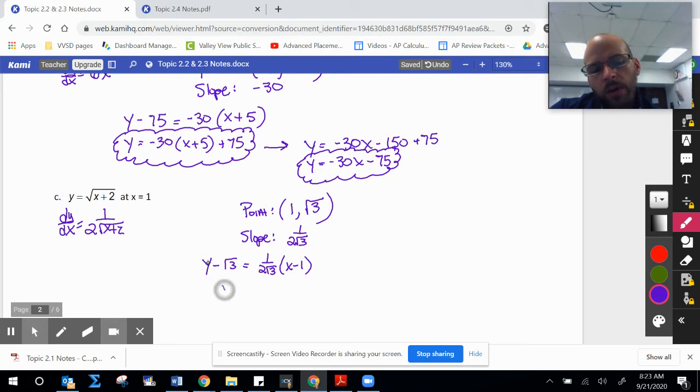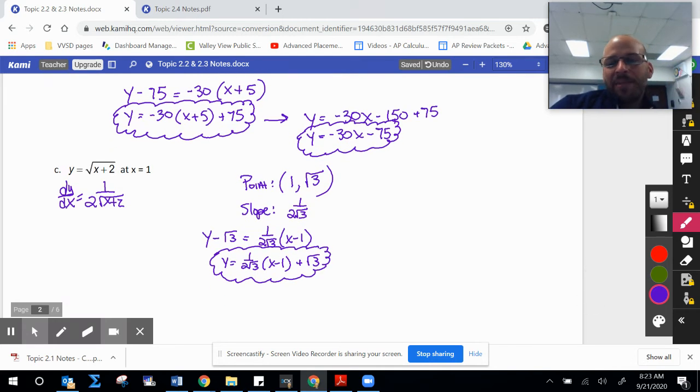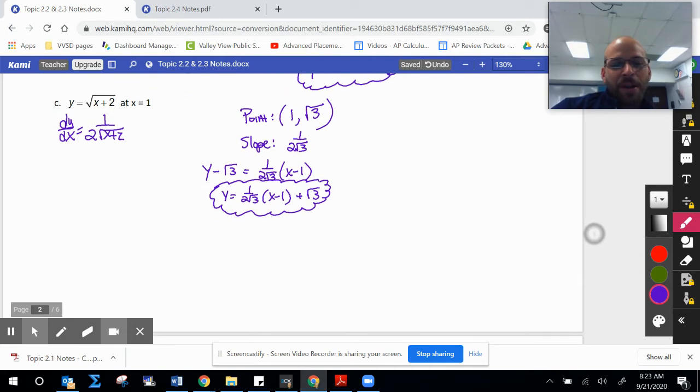If I add that square root of 3 over, I can say y equals 1 over 2 root 3, x minus 1, plus the square root of 3. And this would be my tangent line. Okay, now I would not try to distribute that. I don't think that's going to come out to be very nice. I would just leave my tangent line like that for this problem.